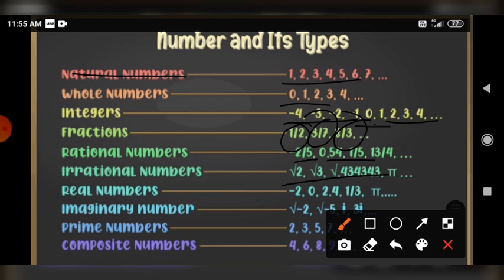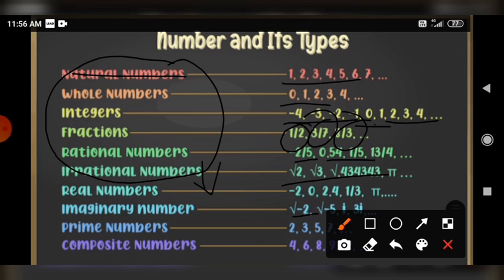Together, these are all called real numbers. And an imaginary number means, for example, the square root of minus 2, where i squared is equal to minus 1. So this is an imaginary value. These are not for you now; they are in higher secondary.